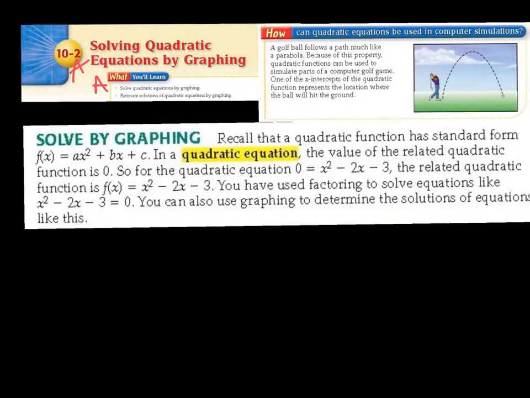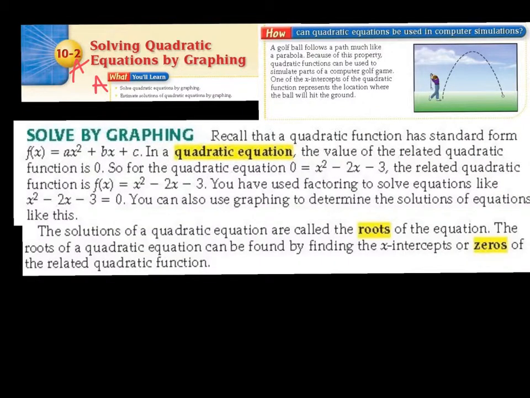You've used factoring to solve equations like x² − 2x − 3 = 0. You can also use graphing to determine the solutions of equations like this. The solutions of a quadratic equation are called the roots of the equation. The roots can be found by finding the x-intercepts, or zeros, of the related quadratic function.